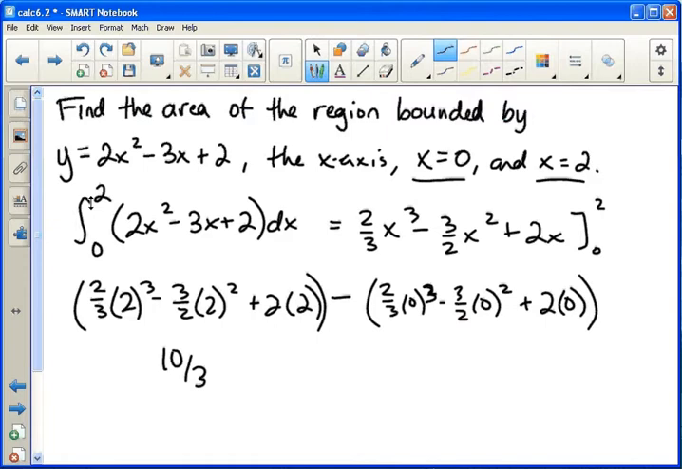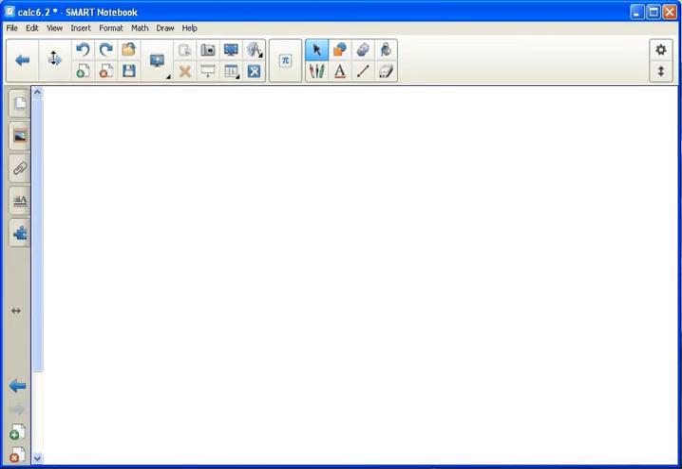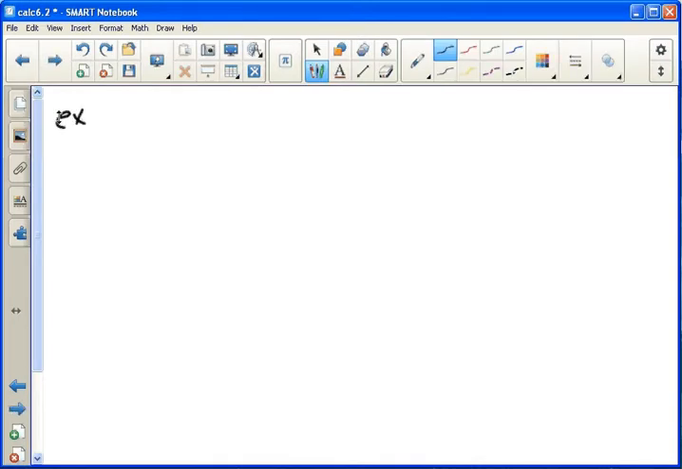Okay, we're going to do 2 more examples and then we'll be done with this. We're going to do the integral from 0 to 1 of the square root of x plus 1 over 2 square root of x. First step is to rewrite the equation. I would rewrite this as x to the 1/2 plus 1/2 x to the negative 1/2.